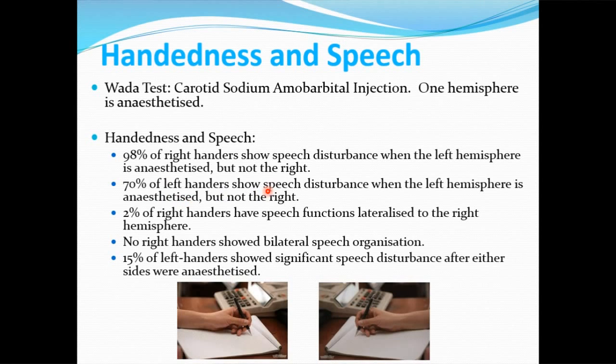That makes sense, because most right-handers are going to have their language in the left hemisphere. 70% of left-handers show speech disturbance when the left hemisphere is anesthetized, but not the right. So most left-handers also have most of their speech on the left, like right-handers do. 2% of right-handers have speech functions lateralized to the right hemisphere. So if somebody is right-handed, don't assume that they will automatically have all their language abilities on the left, but a very, very small percentage of people would have it on the right. No right-handers showed bilateral speech organization, and 15% of left-handers showed significant speech disturbance after either side was anesthetized.